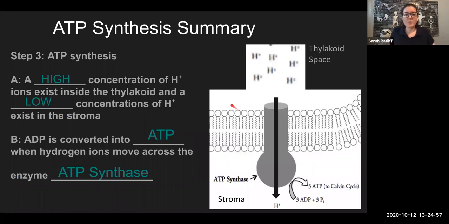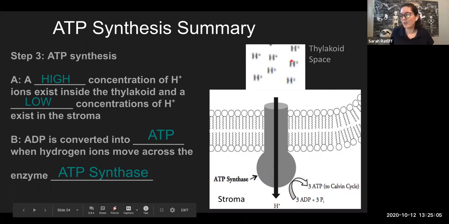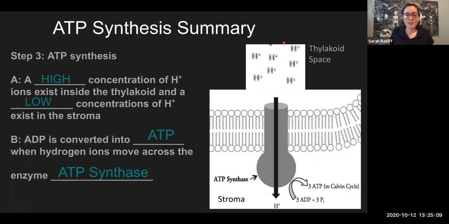So this image is upside down, so don't get too confused. Up here we have our thylakoid, down here we have our stroma. It's opposite the way the last one looked. But here we have all of these H+ ions, and they want to leave the thylakoid. They are crowded. This concentration is too much inside. So they're going to go through the ATP synthase enzyme, and as that's happening, the ATP synthase is using that to create ATP.